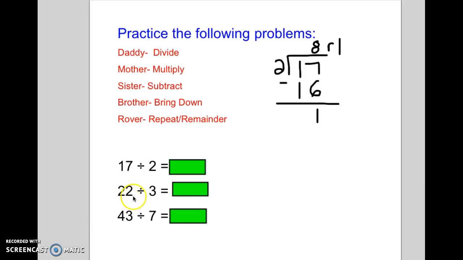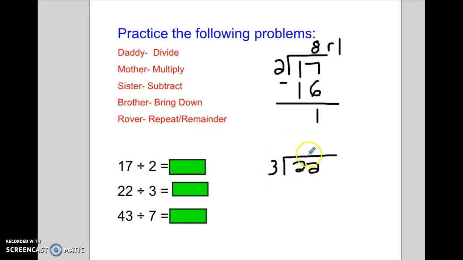All right, let's try another one. Let's do 22 divided by 3. So again, I write my divisor on the outside, my dividend, my divisor is 3 in this case. All right, and my dividend is 22. So again, I look at my number right away. First thing I do is I try to divide. Well, 3 can't go into 2 because it is too small.